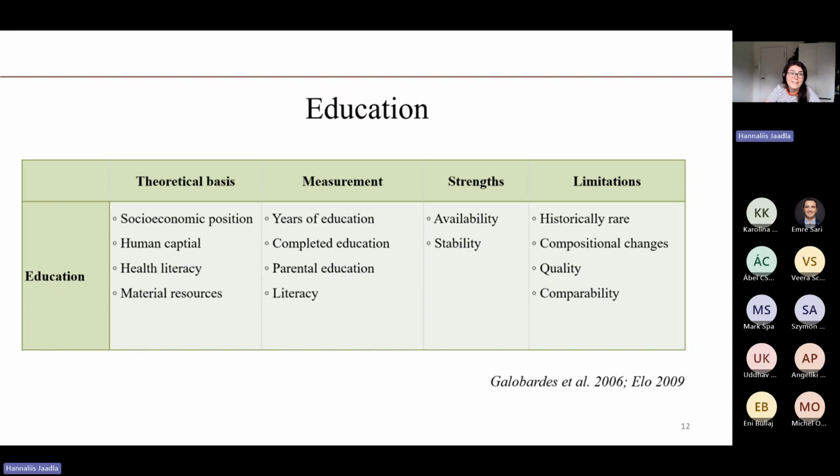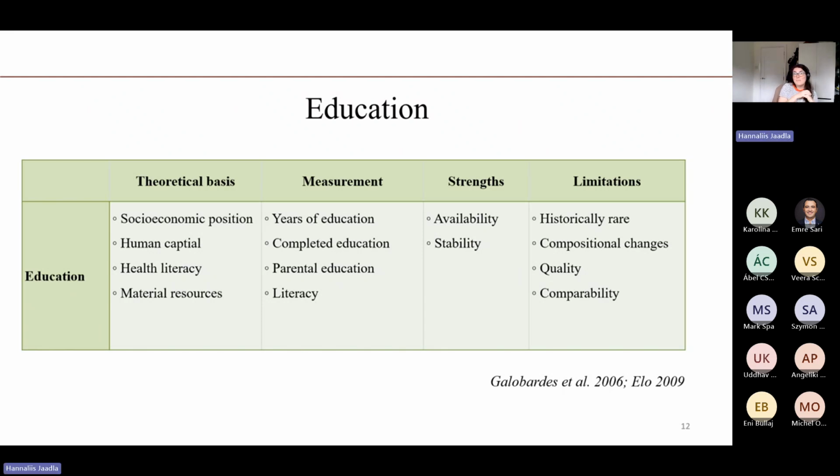I think one of the main limitations with educational variables is that historically it's very difficult to use. There's very little information, or when you have information, there might not be too much variation within the population. Most people had low levels of education. Also the compositional changes, so different levels of education might mean different things across time. So something to bear in mind when looking at long-run changes.